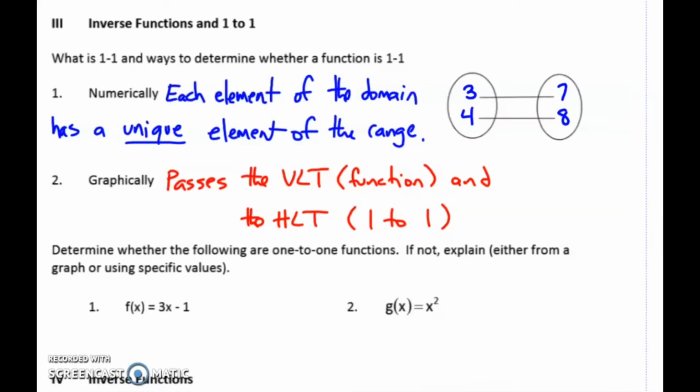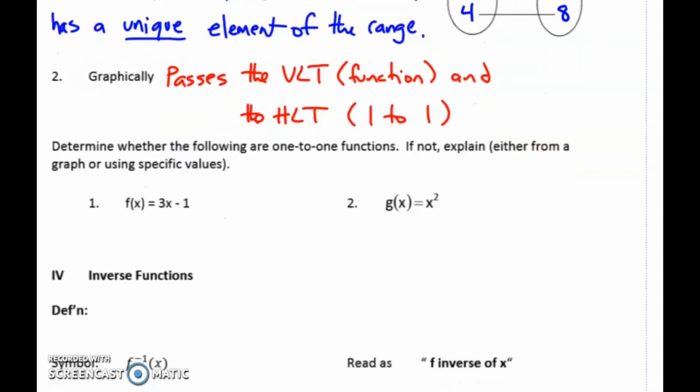So let's take a look at an example here where we have to determine whether the following are one-to-one functions. If not, we have to explain either from a graphing perspective or using specific values. So first, f of x equals 3x minus 1. That function is simple enough. You guys should all recognize this as a linear function. You could just do a quick sketch. Slope is 3. The y-intercept is -1, so it's going to kind of look like this.